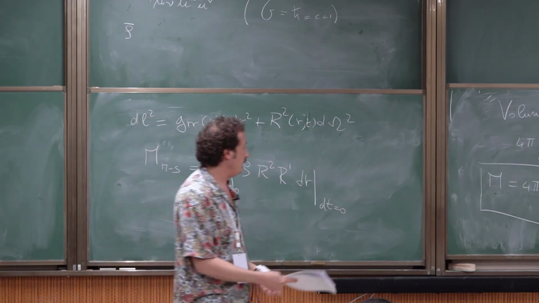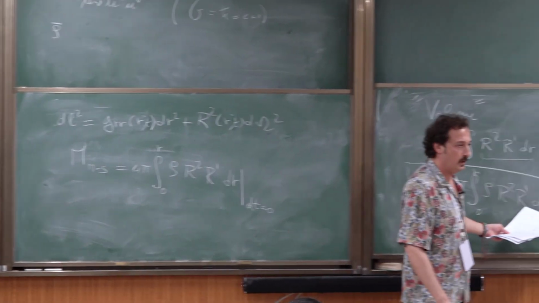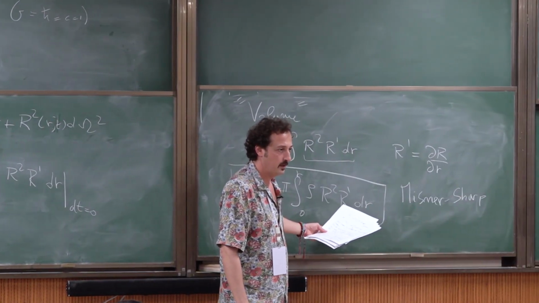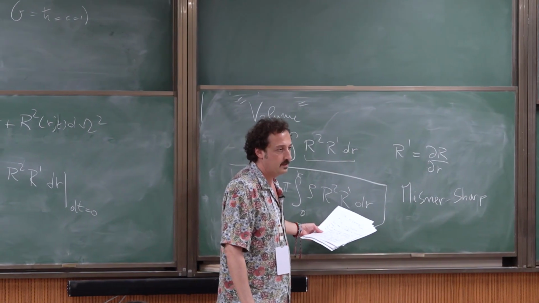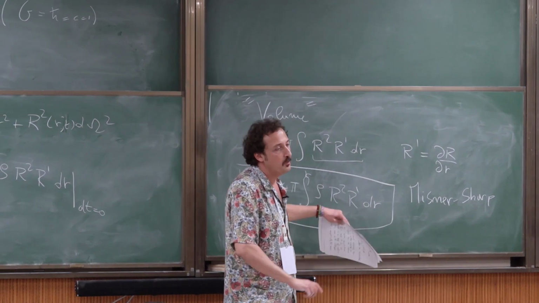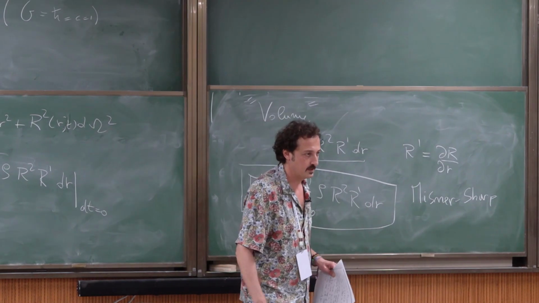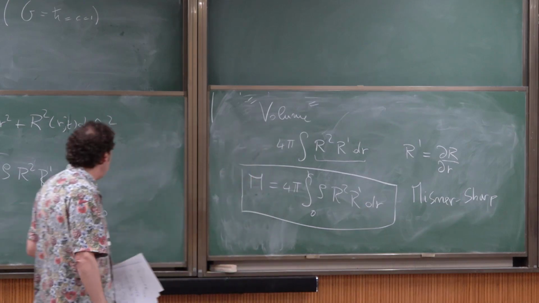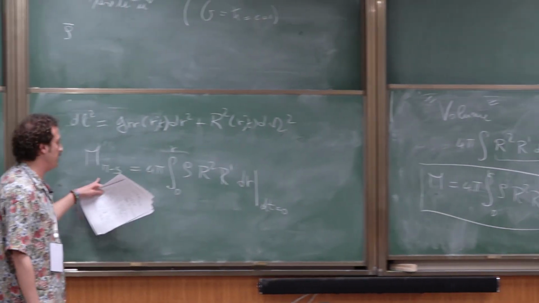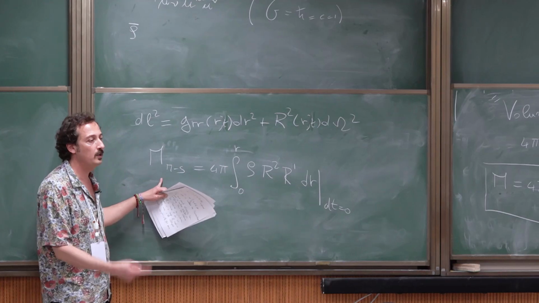Like Birkhoff's theorem. The metric outside will be Schwarzschild, for sure. Only inside. I'm talking about inside, about the definition of the mass. So I'm integrating over inside.